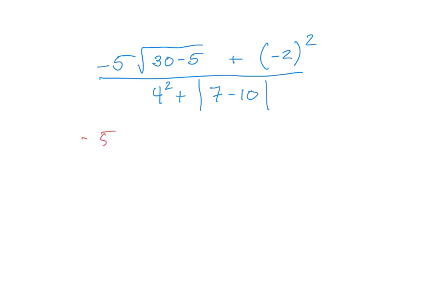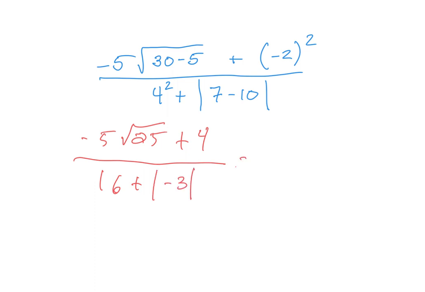Simplify this, so I'm going to have negative 5 times the square root of 25 plus, and then I'm going to go ahead and do that first one. Negative 2 squared is negative 2 times negative 2, which is 4. In the denominator, I'll have 16 plus 7 minus 10 is negative 3. In the numerator, I then have negative 5 times 5, because the square root of 25 is 5, plus 4, all over 16 plus 3.